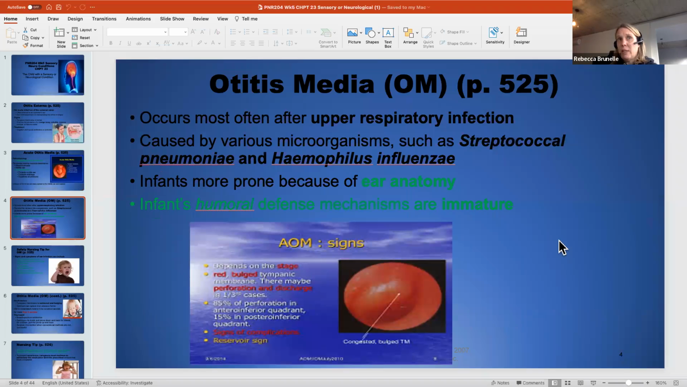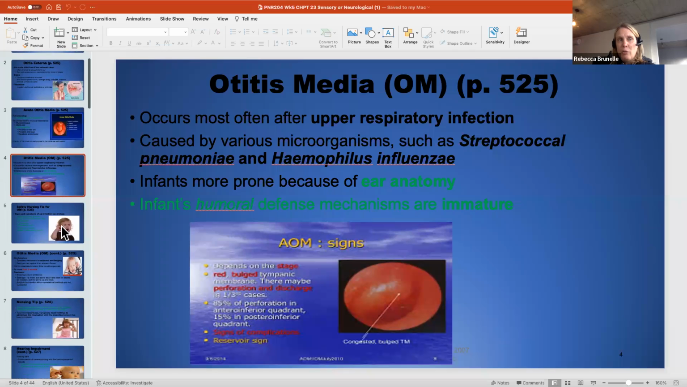So usually if a kid gets an otitis media, it's after they have a cold or an upper respiratory infection. It can be both viral and bacterial, and some common bacteria are Streptococcus pneumoniae and Haemophilus influenzae, or Hib. And in addition to the changes in the size and shape of their eustachian tube, they still don't have the same immune system as an adult. So that's just another reason that they're at higher risk for otitis media.